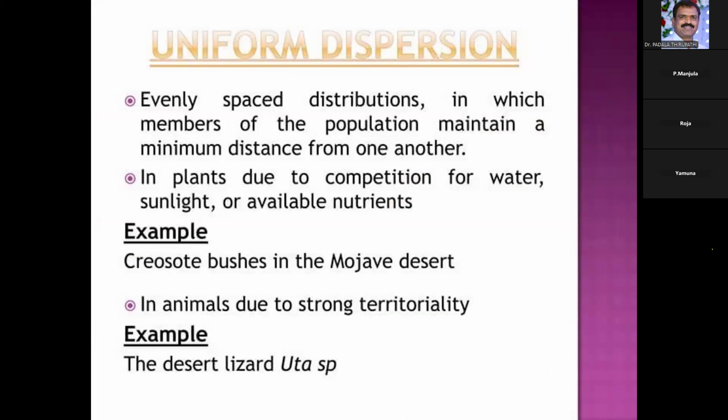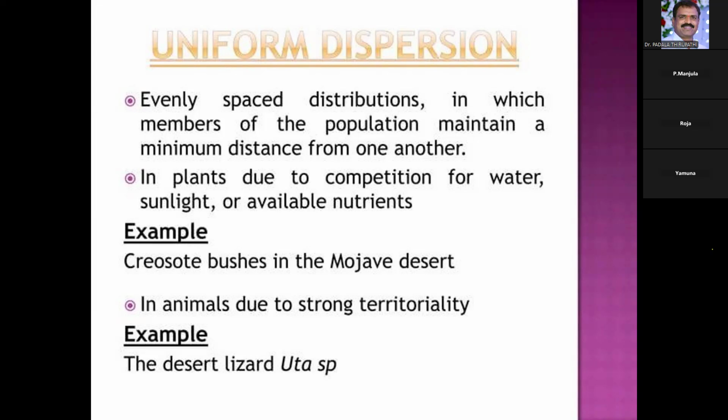The second one is the uniform dispersion. Here the organisms are spaced uniformly, and the population maintains a minimum distance from one another. In plants, this relates to the availability of nutrients. We can also observe uniform dispersion in farms, in croplands, because farmers generally place plants uniformly.